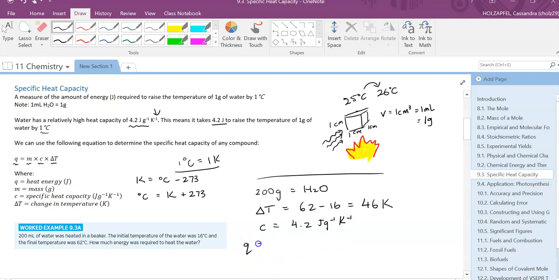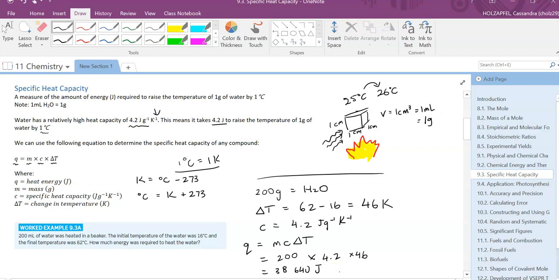So the total amount of heat energy required is going to be equal to the mass times the specific heat capacity times the change in temperature. I really like this formula, by the way. That's going to be 200 in grams, make sure it's always in grams, times 4.2 times 46. Let me just pop this in my calculator: 200 times 4.2 times 46 is equal to 38,640 joules.